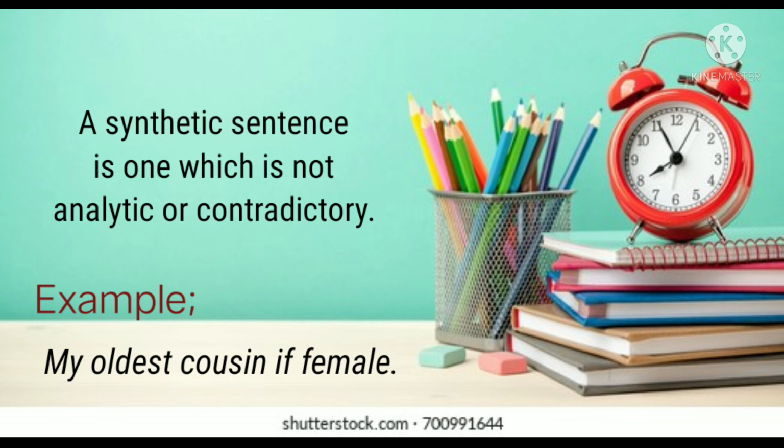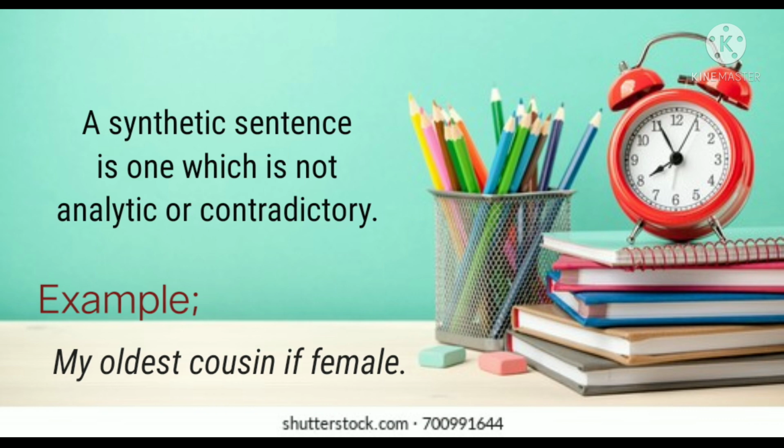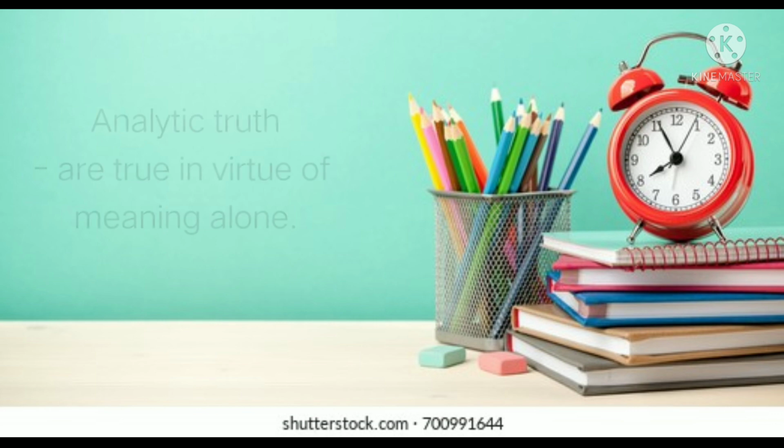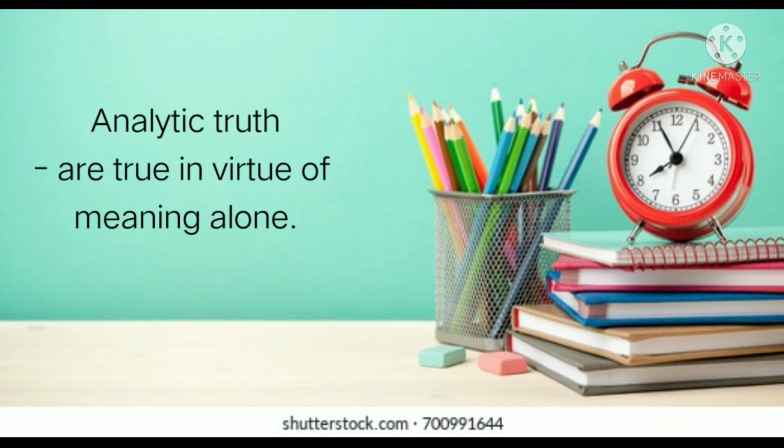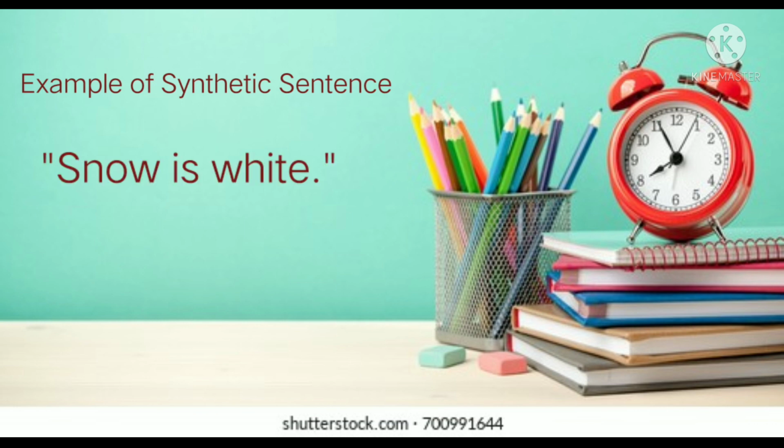Synthetic truths are true both because of what they mean and because of the way the world is, whereas analytic truths are true in virtue of meaning alone. "Snow is white," for example, is synthetic because it is true partly because of what it means and partly because snow has a certain color.